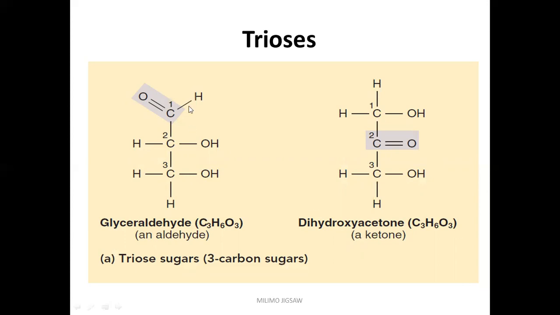I said that conventionally the numbering of these carbohydrates starts at the carbon nearest or at the carbonyl group. So this one is going to be carbon 1, 2, 3. For the dihydroxyacetone, this will be carbon 1, carbon 2, and carbon 3.